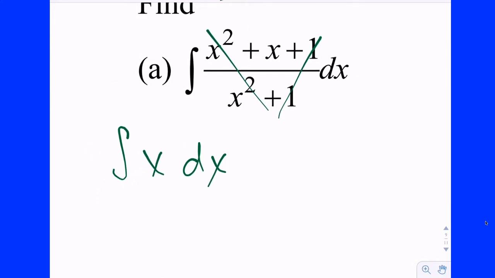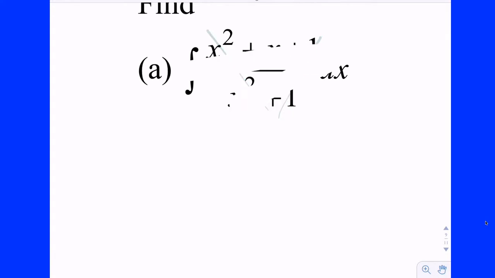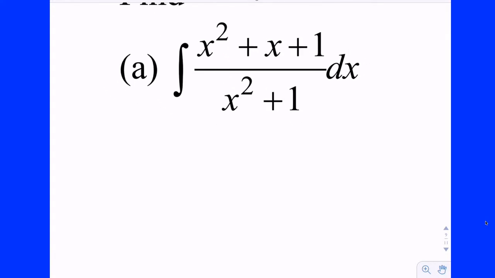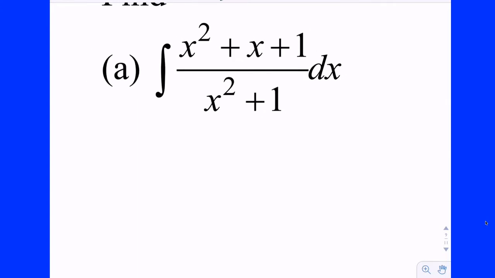Is that a strategy? No. Yeah, I guess. Yeah, if you're a comedian, that's the strategy. Right? Some people might find that funny. Some people not so funny.